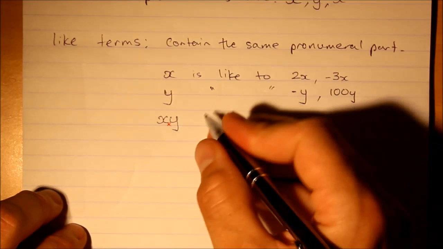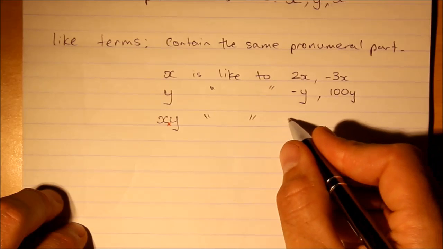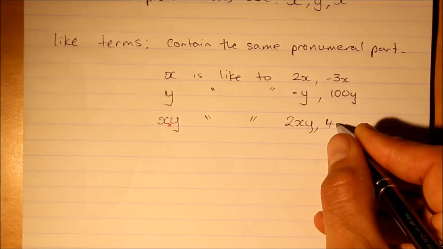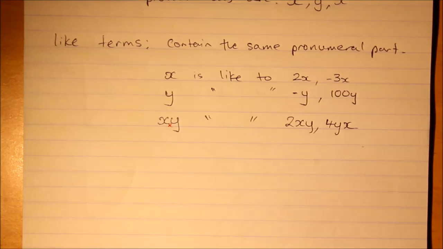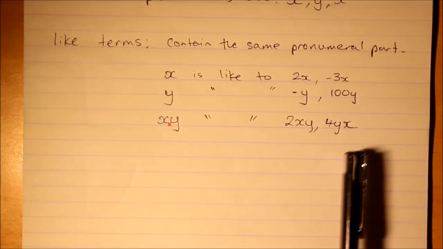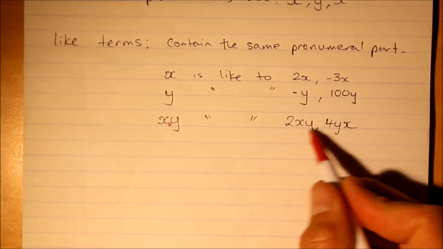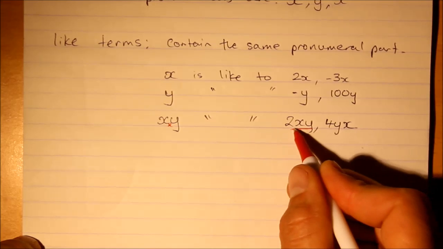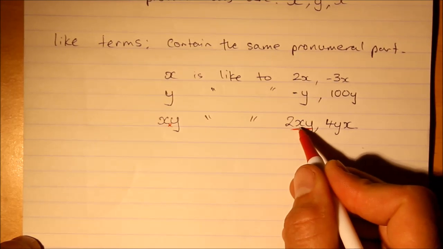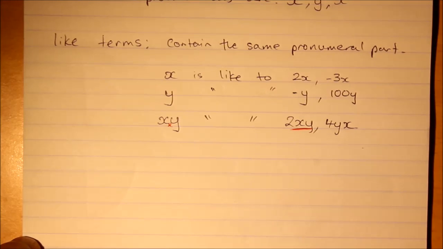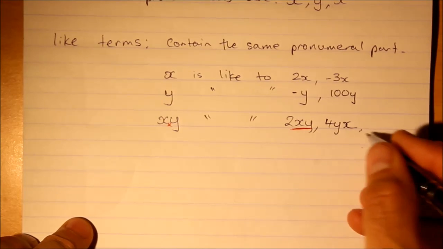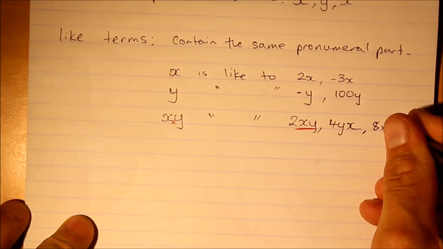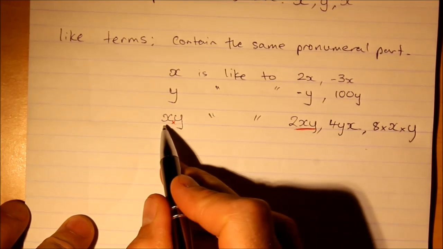Now xy is like, well, it could be 2xy. Let's have a look at if this was 4yx. These would still be like terms. But the convention in this case is that when we would rewrite this, you would rewrite it in alphabetical order. So the right way to write a term like this is to have it in alphabetical order, xy. Now, if it's in expanded form, like 8 times x times y, that would still be like this.